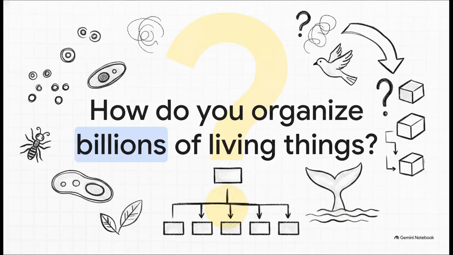I mean, think about it for a second. It's a massive logistical nightmare, right? If someone handed you billions of completely different organisms, from the tiniest microscopic cell all the way up to the largest mammal, how would you even begin to sort them out? It sounds like total chaos. But biology actually has a brilliant, incredibly elegant solution to keep nature's sheer diversity from turning into a disorganized mess.